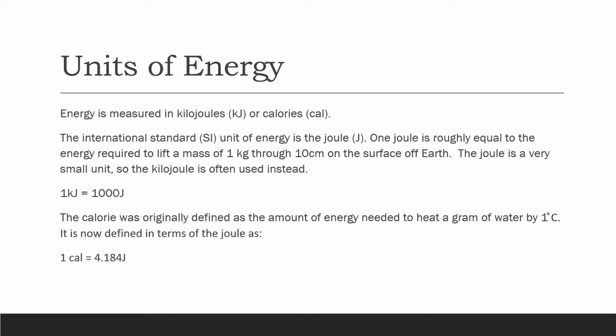The calorie was originally defined as the amount of energy needed to heat a gram of water by 1 degree Celsius. It is now defined in terms of the joule, as 1 calorie equals 4.184 joules. It's really important to notice here that this 1 calorie is written with a lowercase c. That will become important later on.